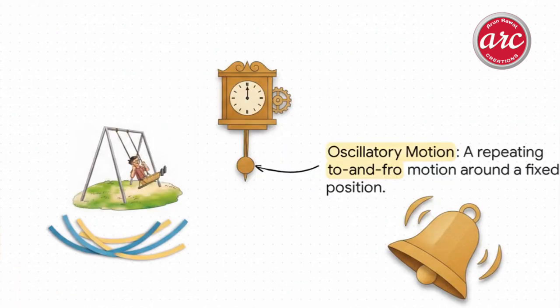And our last one for today is oscillatory motion. This is any kind of repeating back and forth or to and fro movement. The classic example is a swing set, like this kid is on, but it's also a pendulum in a clock, or even a guitar string when you pluck it, just vibrating back and forth over and over again.